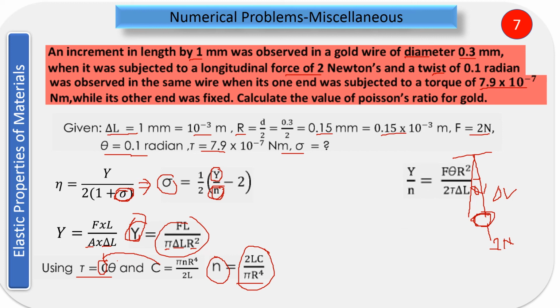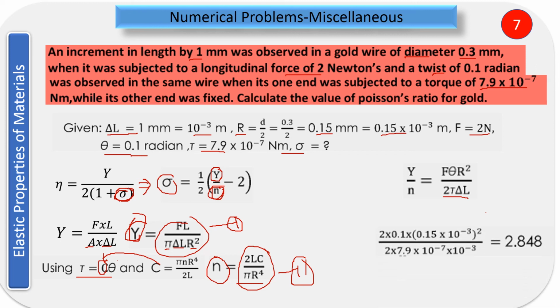So what is the ratio that you are getting of Y and eta? Let us suppose this is your equation 1 and this is your equation 2. So I have taken equation 1 divided by equation 2. So Y upon eta will equal F theta r square upon 2 tau into delta L, right? Now here you check, all those values are given to you.